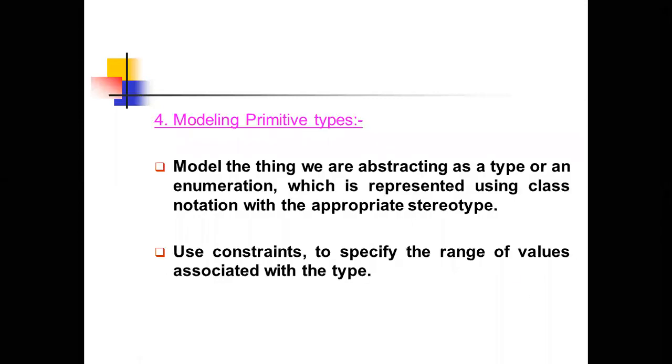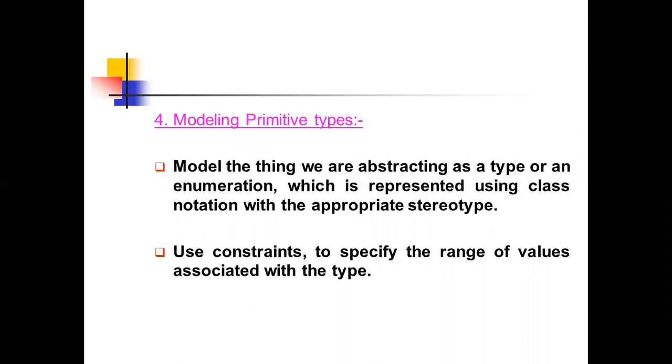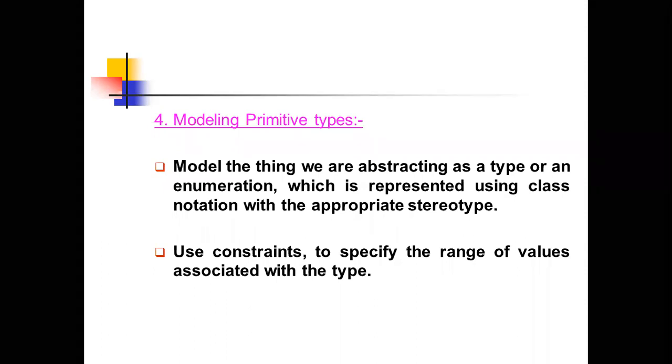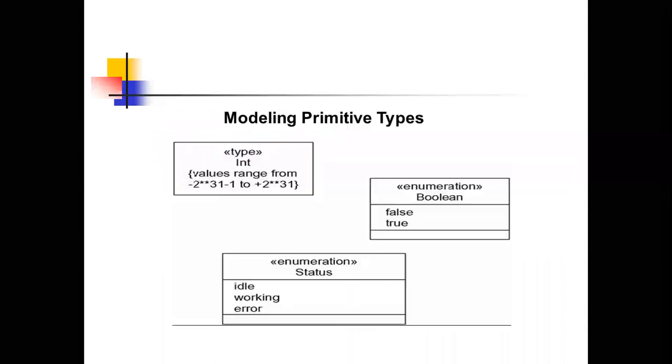Then the fourth one is modeling primitive types. We have to model the primitive types, like model the things we are abstracting as a type or an enumeration, which is represented using class notation with the appropriate stereotype. Use some constraint to specify the range of values associated with the type. So we have to assign some stereotypes and some enumerations for that type.